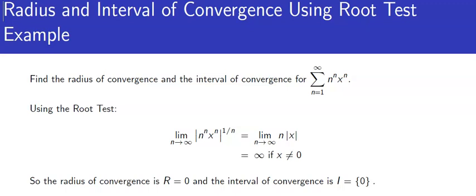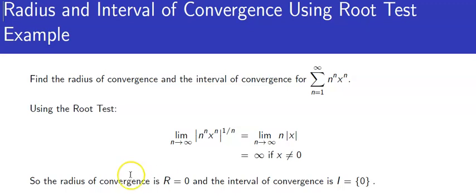Now we could have used the ratio test as well, but in this case, since we've got our terms raised to the nth power, it seems just as easy, or perhaps even easier, to use the root test rather than the ratio test. So using the root test, we have the limit as n goes to infinity of the absolute value of the terms raised to the 1 over n power.